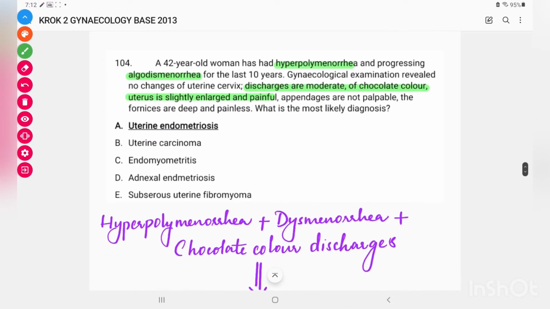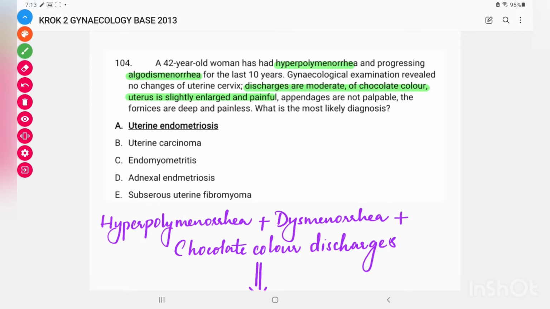Now the next question is, a 42-year-old woman had hyperpolymenorrhea and progressing algodysmenorrhea for the last 10 years. Gynecological examination revealed no changes of uterine cervix. Discharges were of moderate chocolate color. Uterus is slightly enlarged and painful. Appendages are not palpable. The fornixes are deep and painless. What is the most likely diagnosis? So she is having hyperpolymenorrhea, basically meaning increased bleeding, and also dysmenorrhea, abdominal pain during menses.